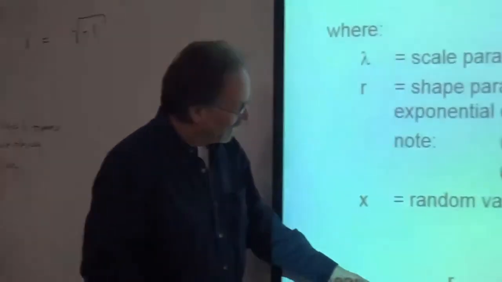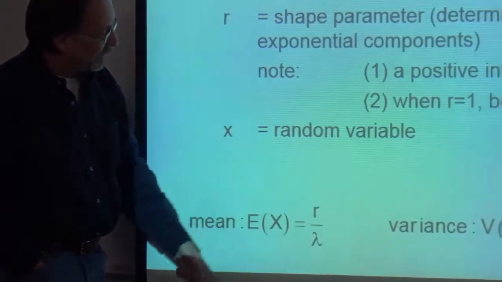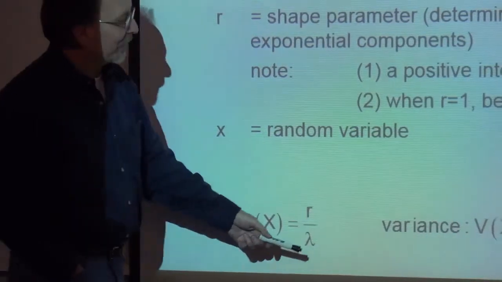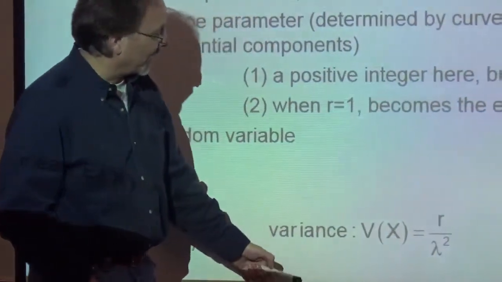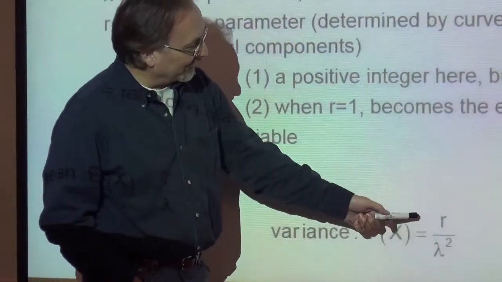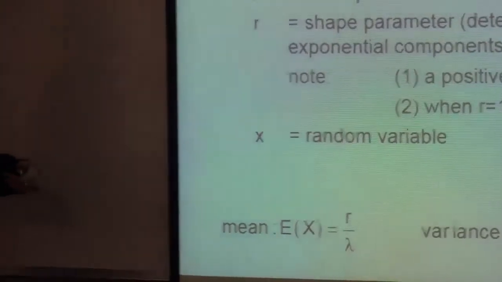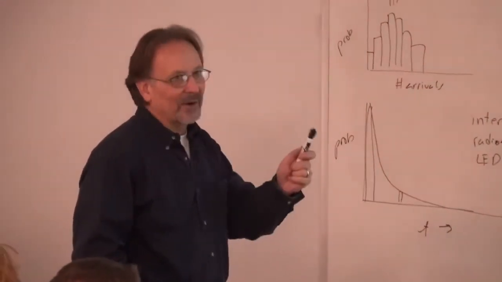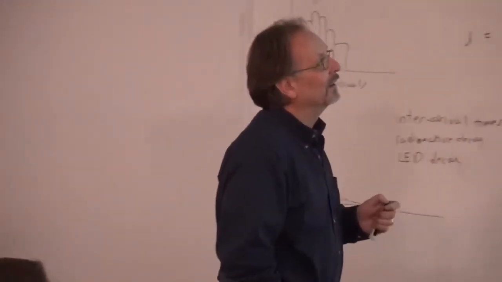But notice, E of x for the exponential distribution is 1 over lambda. For the gamma distribution, it's r over lambda. For the exponential distribution, the variance is 1 over lambda squared. For the gamma, it's r over lambda squared. So it's just r exponential distributions. And whenever r is 1, it becomes exponential. So that's the whole point.